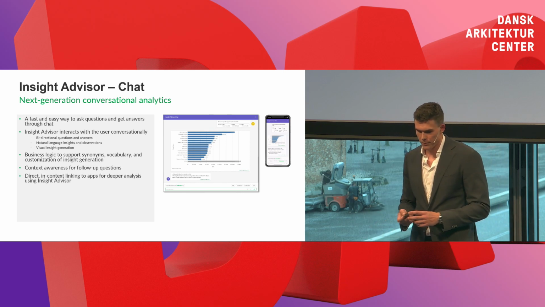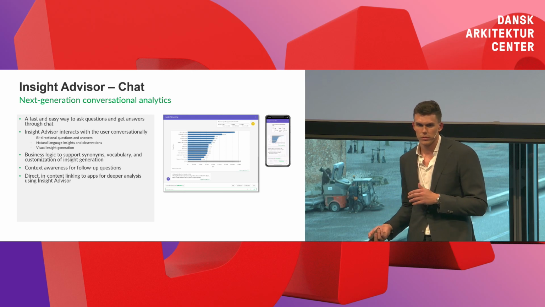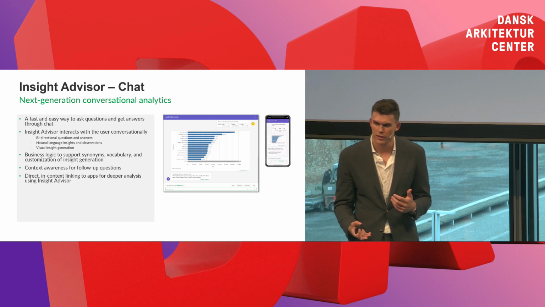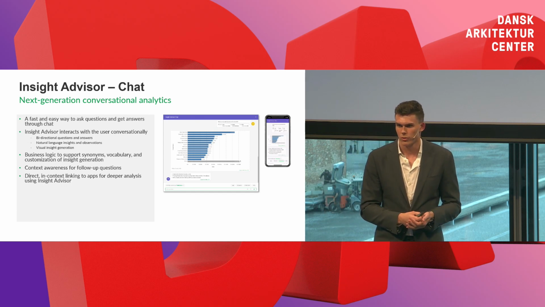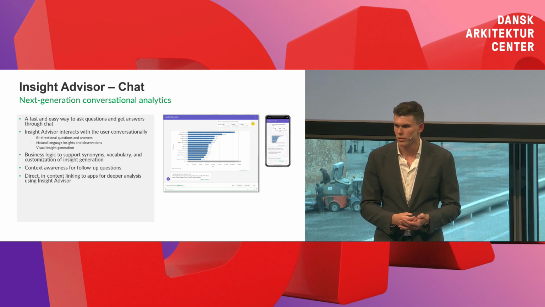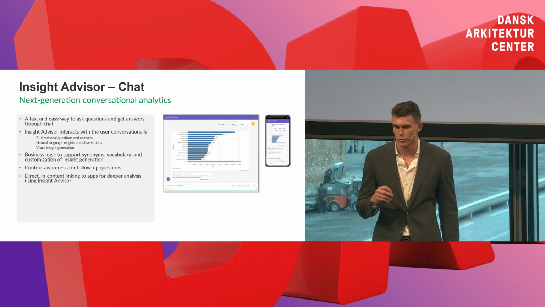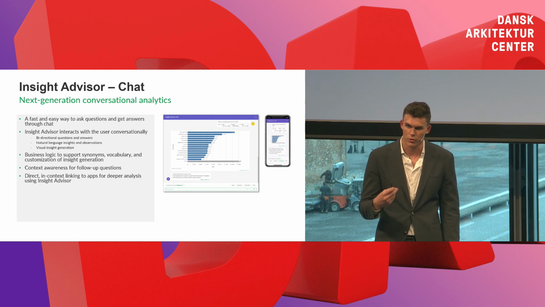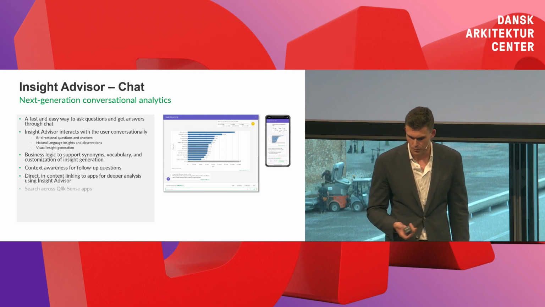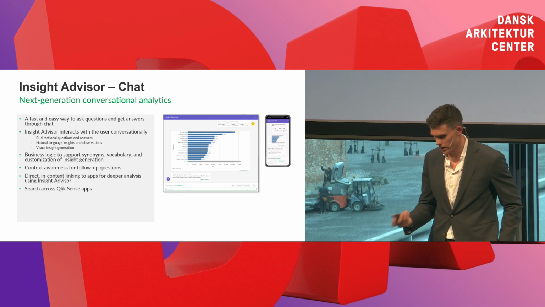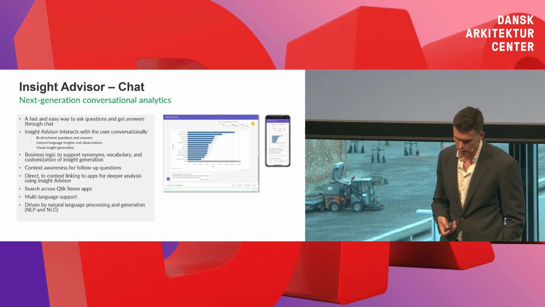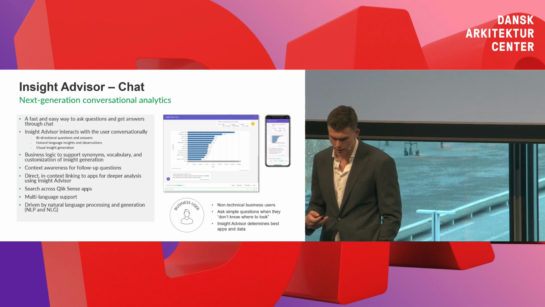And another important thing, it's linking to the apps. So if I sit in Teams, which is one of the ways I can interact with Insight Advisor Chat, and I'm writing a question, of course I don't just want to know what it might say our sales numbers were last month. I also want to know which app did you get this from. Is it something I can trust? Can I go in and get the deeper analysis of this? It can already search across all of Qlik apps. It's multi-language support, and of course it's natural language, yada.